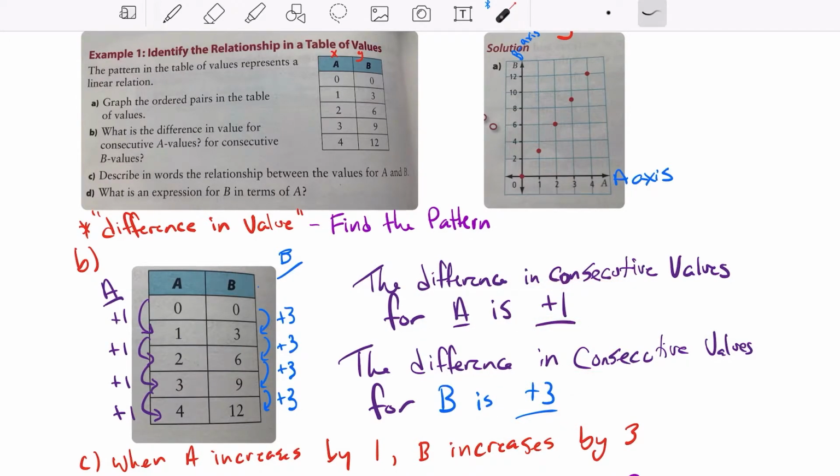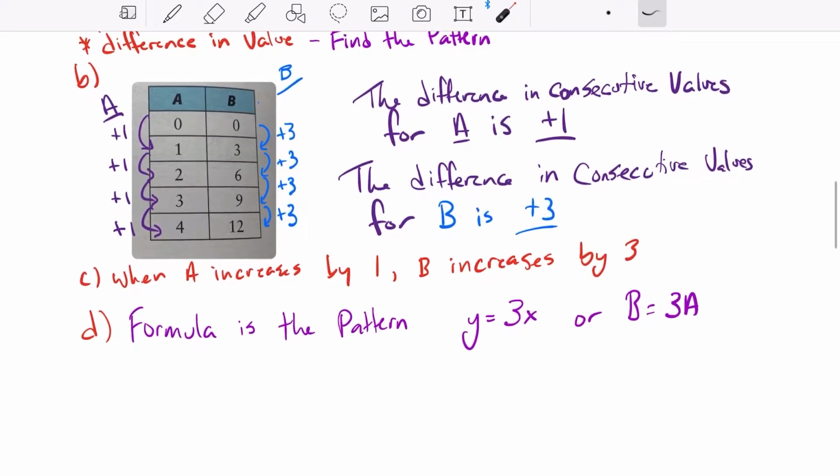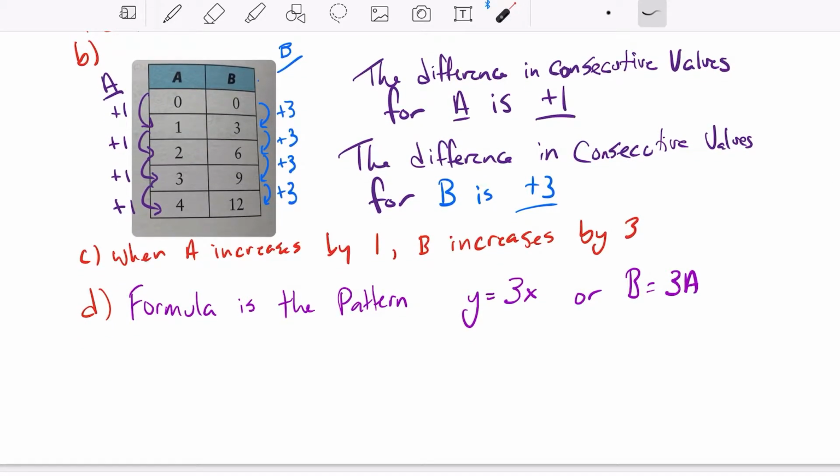Then it says, describe in words the relationship between the values of A and B. You need to know that when A increases by 1, B increases by 3. So that's the pattern: when A is moving up by 1, B is moving up by 3. That's how we answer this question. And then down here, the most important question: what is the expression or the formula for B in terms of A? We were looking at this last time, and what we saw was y equals x.